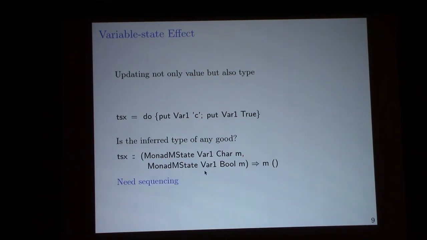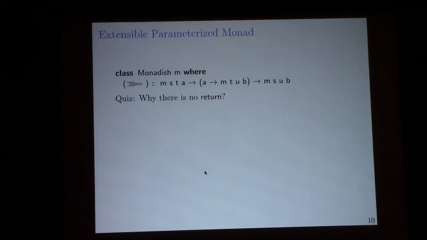So what we need to say is that it was associated with characters, and then it somehow started being associated with booleans. So we need to have a notion of time, a notion of sequencing, a notion of evolution. And there has been a way of dealing with this. Evolution is a parameterized monad. It looks kind of like a monad, but we have these two parameters, S and T.